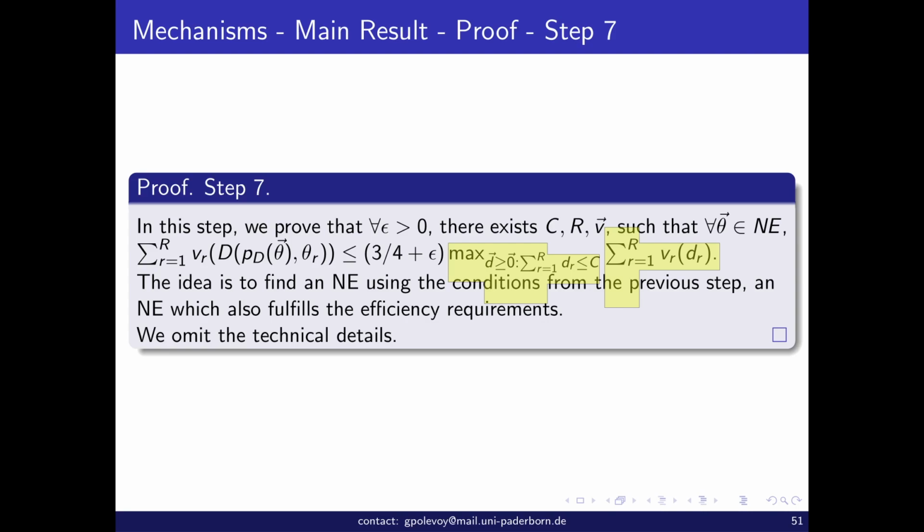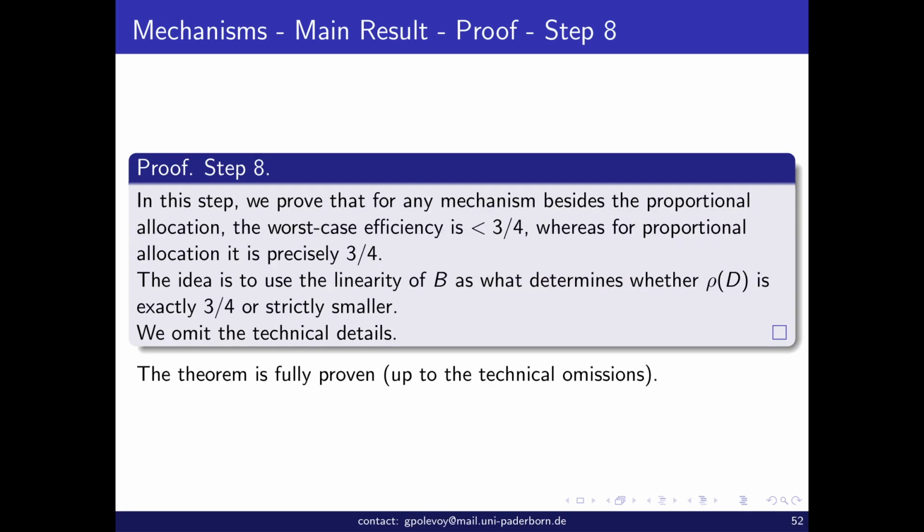And the idea is to find the Nash equilibrium using the conditions from the previous step, and then we can find a Nash equilibrium which also fulfills those requirements, and we omit the technical details. You can look it up in the literature if you want. Don't have to.